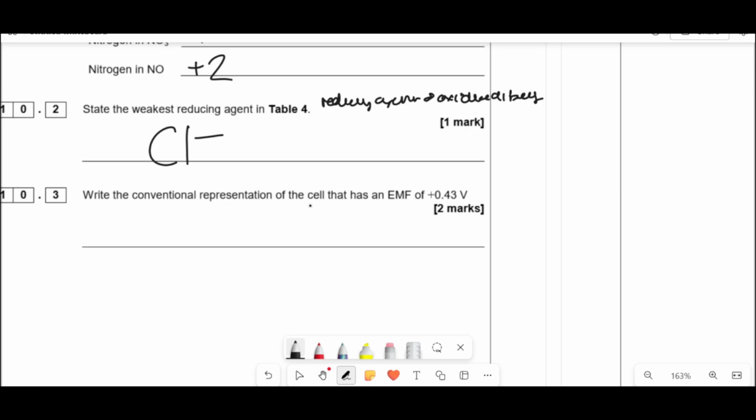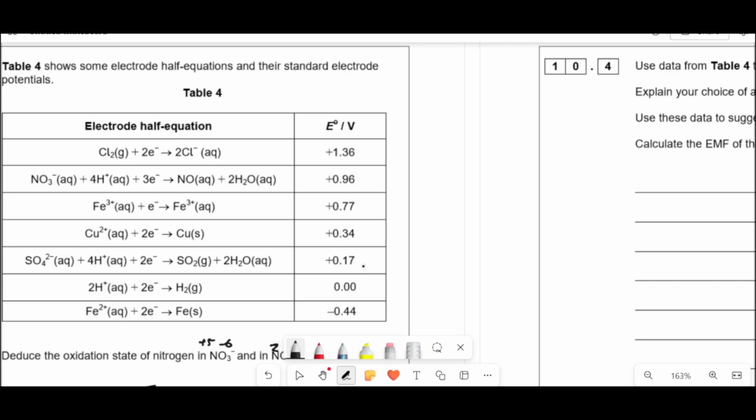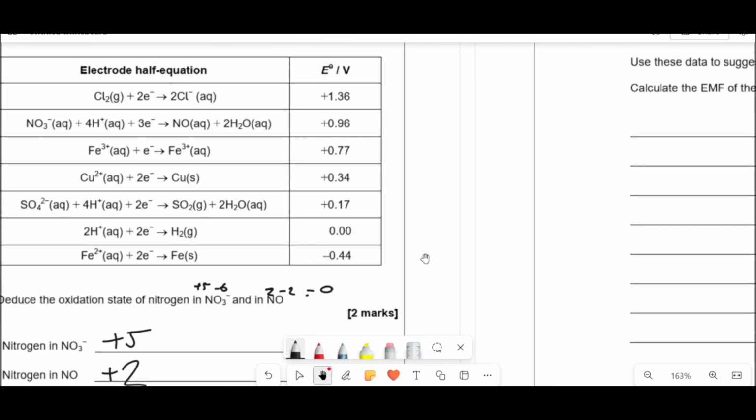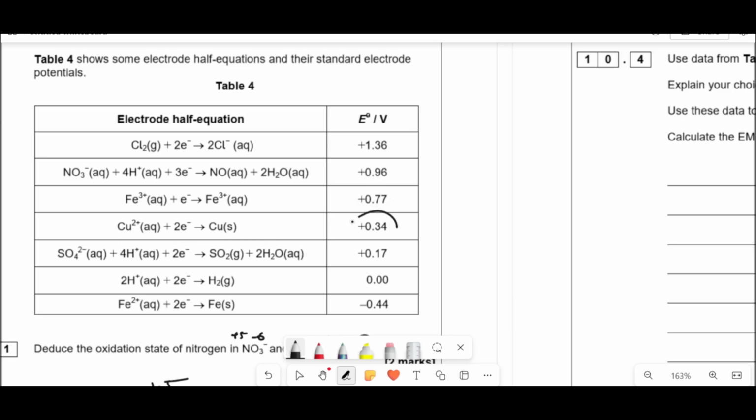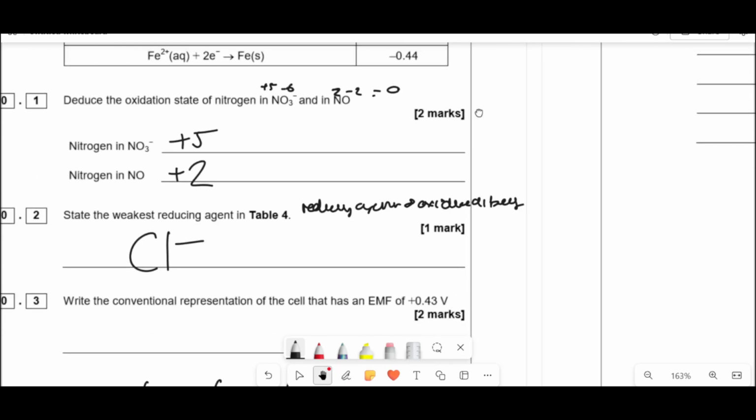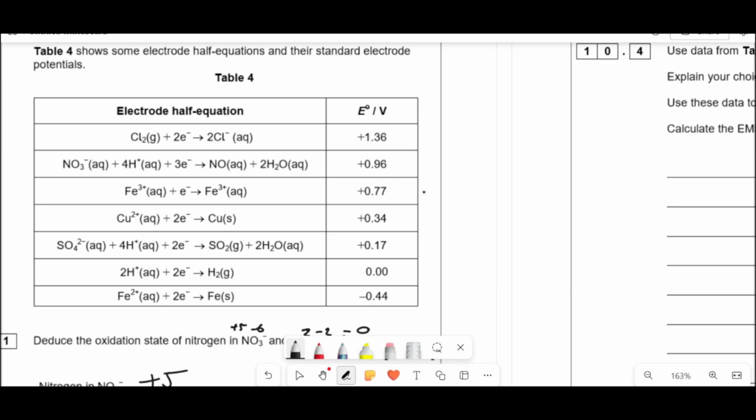Then it says, write the conventional representation of an E cell that has this EMF. So E cell, remember, is going to be E reduced minus E oxidized. They've told you that it's plus 0.43. So 0.43 equals something minus something else. So we need to look at this table to find out what gives us that combination. Something has to be reduced and something oxidized. So we look at all of them and work out the possibilities. It's going to be these two, because if you do this minus this, you end up getting plus 0.43. So if that's the case, then this one's going to be reduced, that one's going to be oxidized.